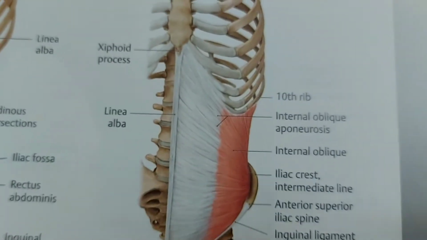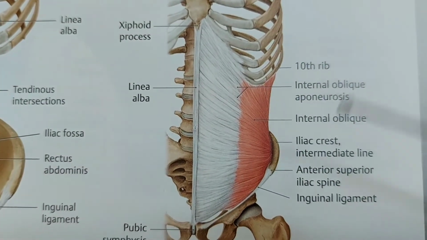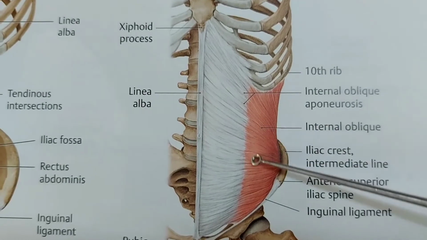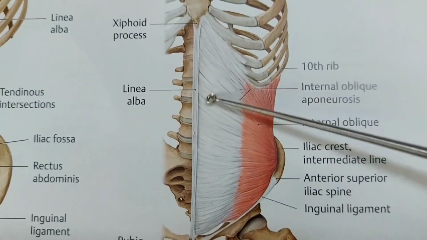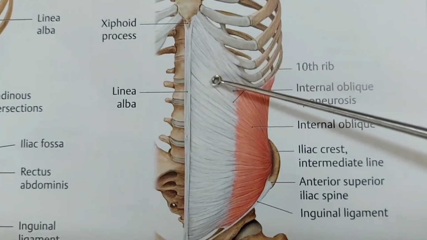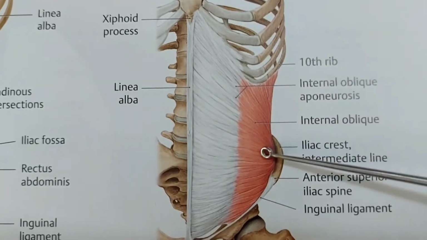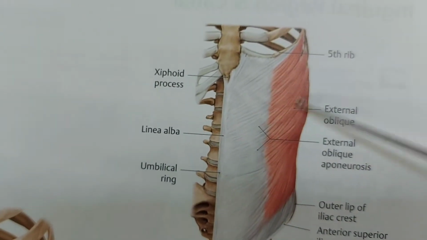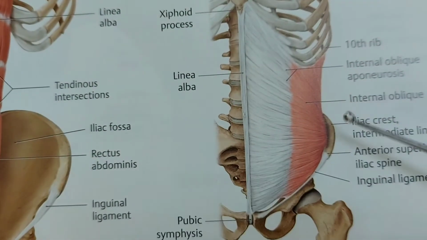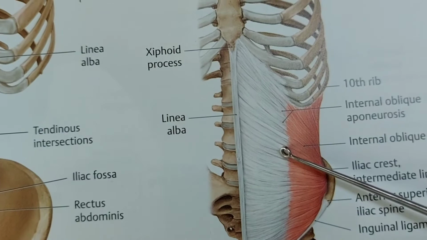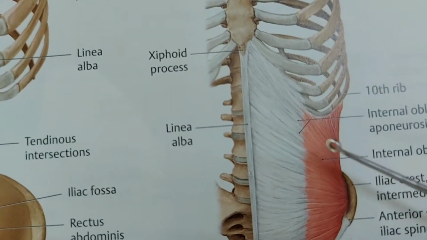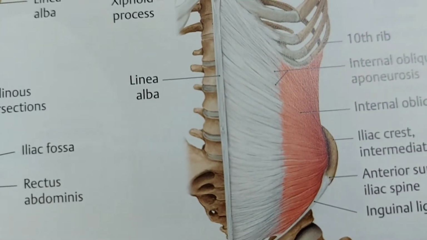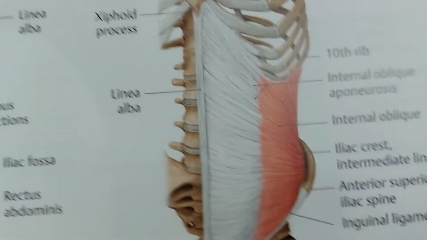Now the internal oblique muscle. Here we see the internal oblique muscle, and the internal oblique muscle also has a muscular part in the lateral side and an aponeurotic part in the medial side, but the direction of this internal oblique is opposite to the external oblique. The external oblique muscle is downward and medially, here it is upward and medially, and the origin of this internal oblique muscle is from the iliac crest.